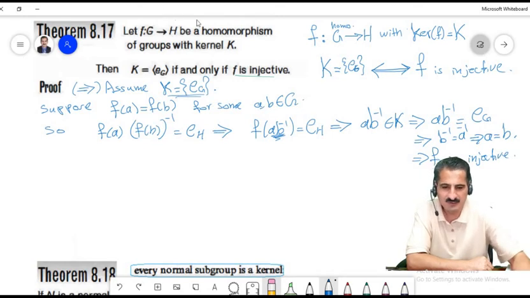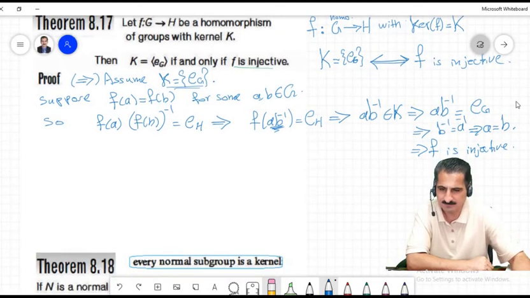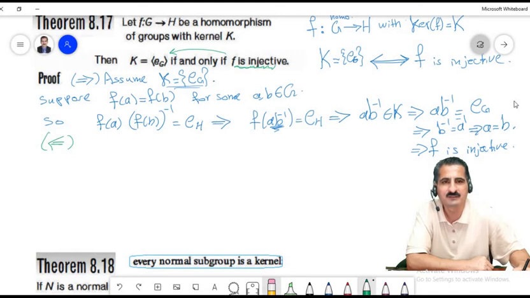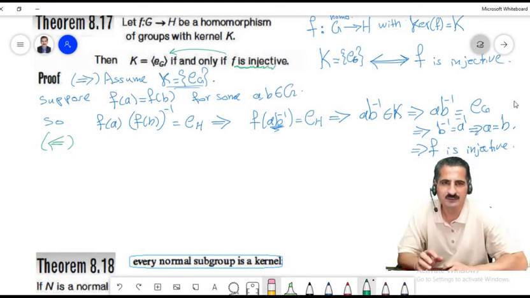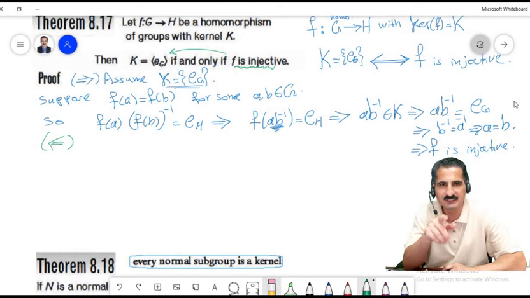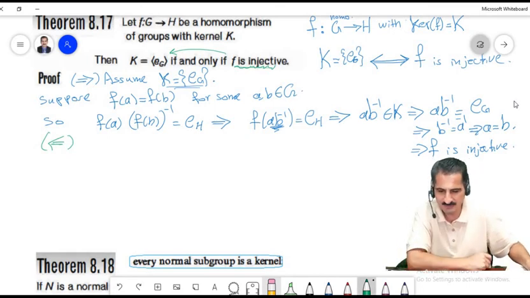Okay, now let's prove the opposite direction. Let's prove this direction here. We assume f is injective and prove that the kernel consists only of the identity. What we do here is, let's assume there's an element in the kernel, and then we force that element to equal the identity. This way we show there is no element in the kernel except the identity. So let's do it.